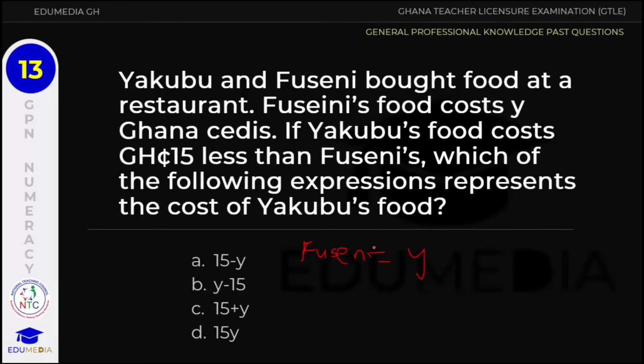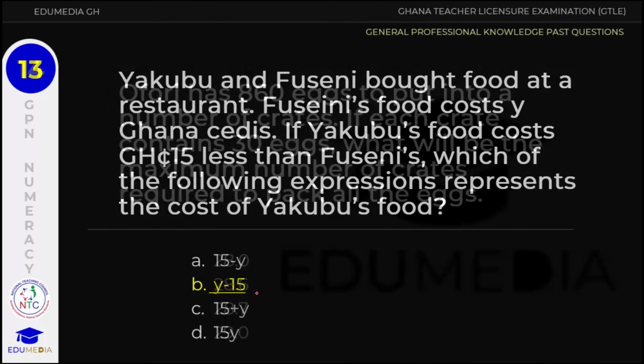And then, how much is Yakubu's food? We were told that Yakubu's food is 15 cedis less than Fuseni's. So 15 cedis is taken out of Fuseni's, and that is what makes up Yakubu's food. Therefore, the expression for this is Y minus 15. So this is the answer.